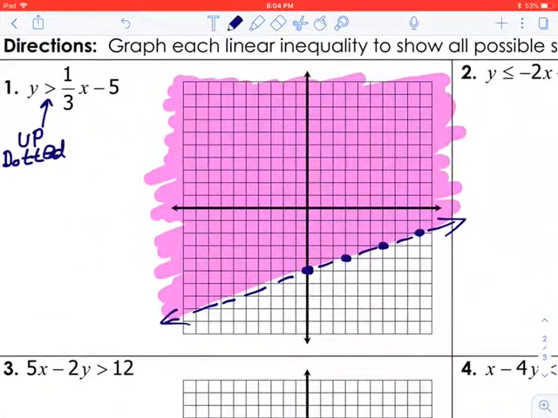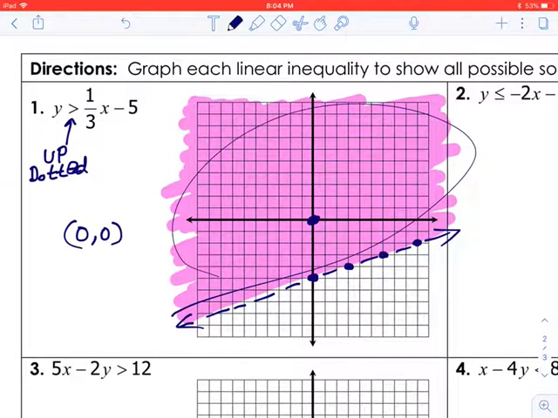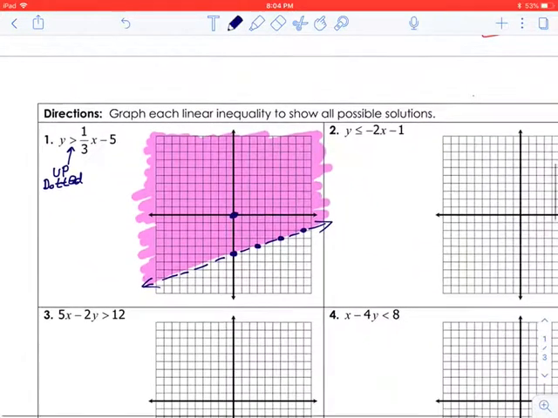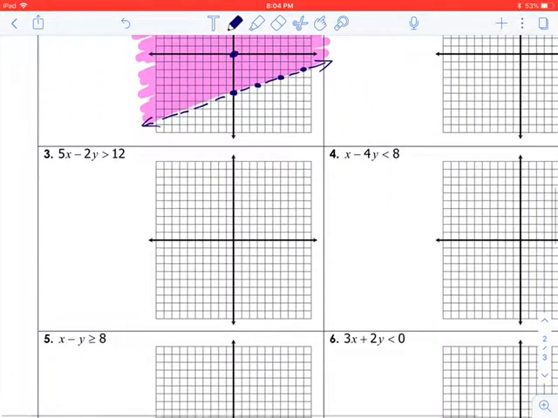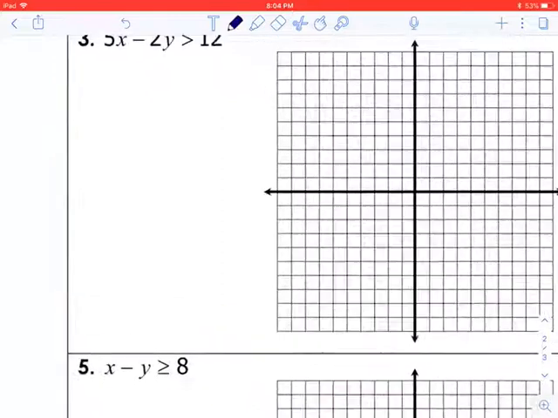So if I wanted to list one, I can just pick one. So 0, 0 would be a solution. But all of these points are solutions. I don't have to list one here, but if it did ask me, that's what I would do. All right, so let's look at a couple more here.